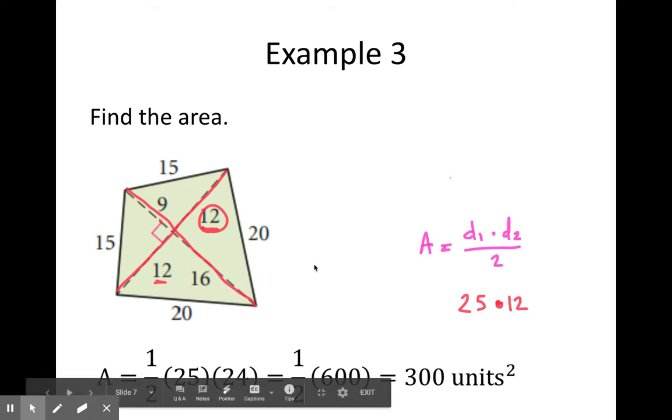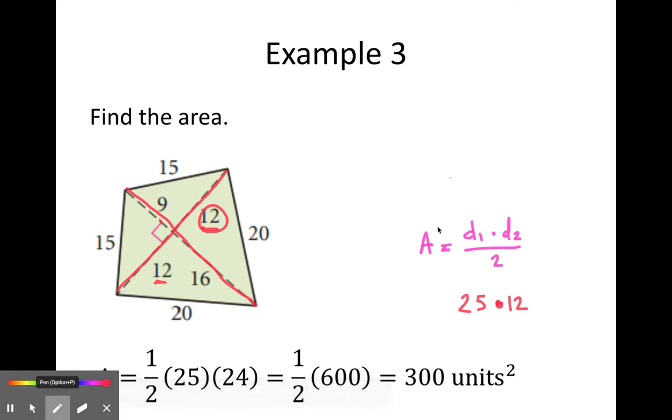Now, if you don't see that and you just want to follow the formula, that's also fine. Just identify diagonal 1 is 25, and diagonal 2 is actually this whole entire length, so it's 24. And then we take this whole thing, divide by 2. So that's what I did here. 25 times 24 is 600. So if you've got a calculator, you could do it that way, and then just divide by 2.